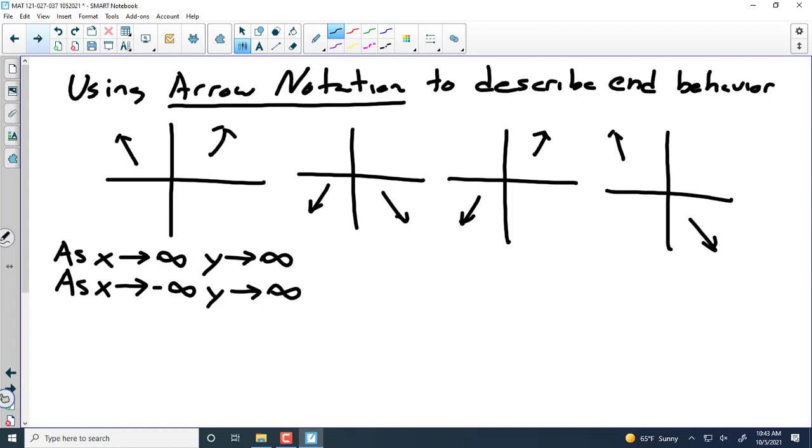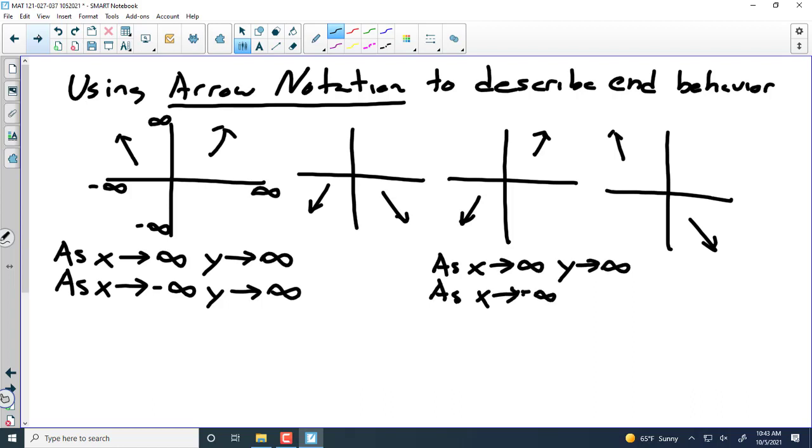Remember, this is infinity. This is negative infinity down here. This is infinity up here. So what you're saying, as we go really far on one axis, what's happening on the other axis? Is that okay with everyone so far? So let's try this one. This one would be as x approaches infinity, y approaches infinity. And as x approaches negative infinity, y approaches negative infinity also.